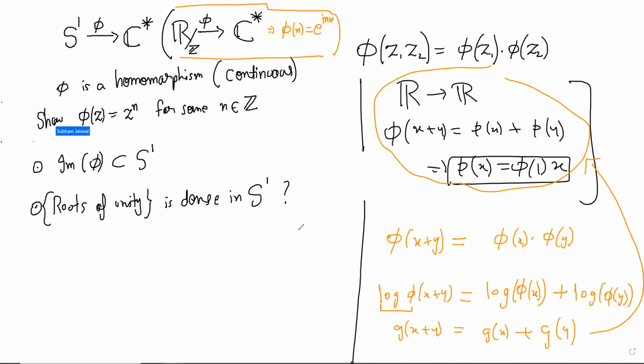Let's try a bit more and then maybe we can look at some solutions somewhere. It certainly is a theorem: determining all one-dimensional representations of S1. So let's take this root of unity, okay? So phi of e to the power 2 pi i a by n.